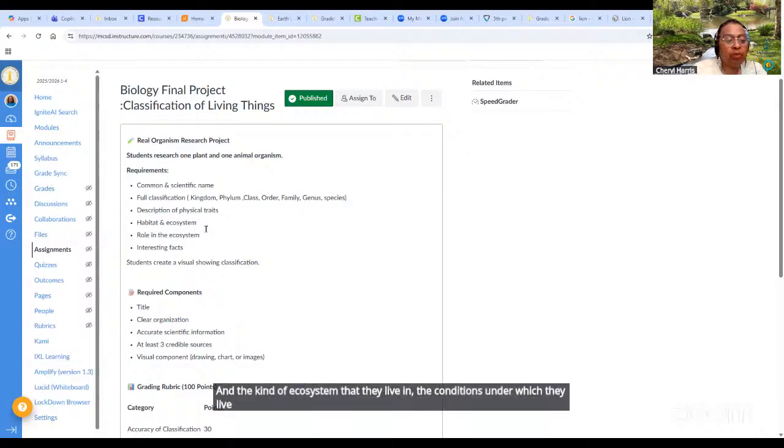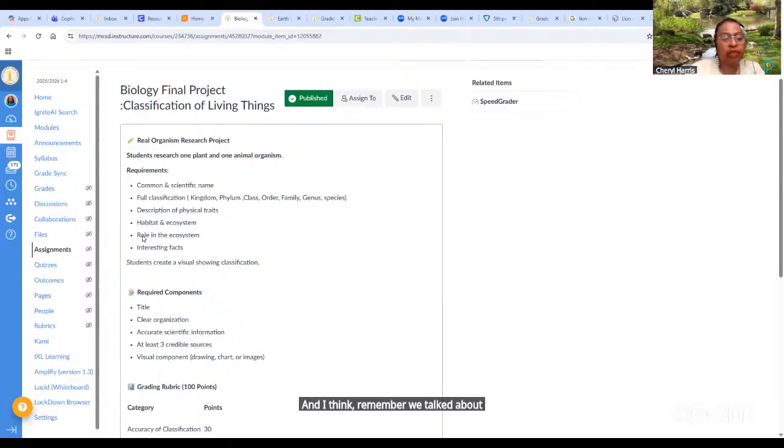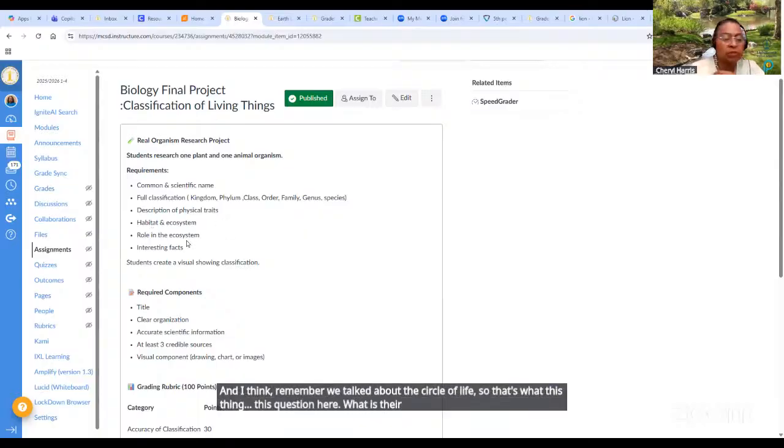What is their job in the ecosystem? Are they a predator? Are they usually the prey? Are they the key species? Are they important to the ecosystem? Will somebody miss them if they're gone? Kind of thing. Remember, we talked about the circle of life. So that's what this question here is, what is their role in the ecosystem? And then a fun fact that nobody knows or might not know about your plant or your animal.